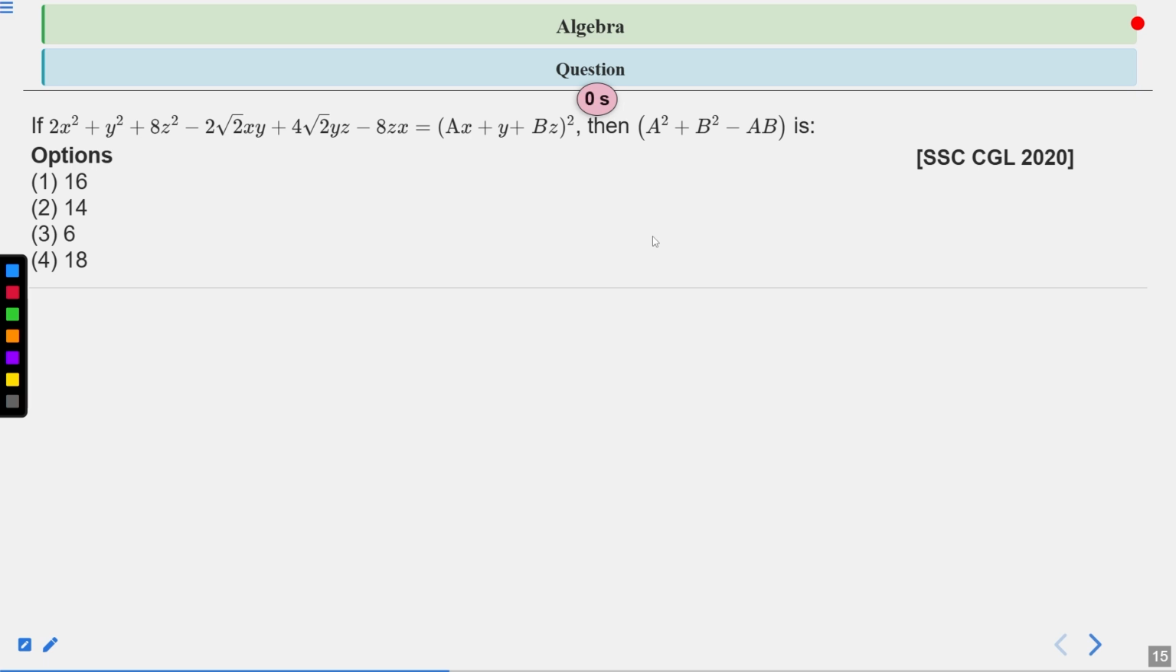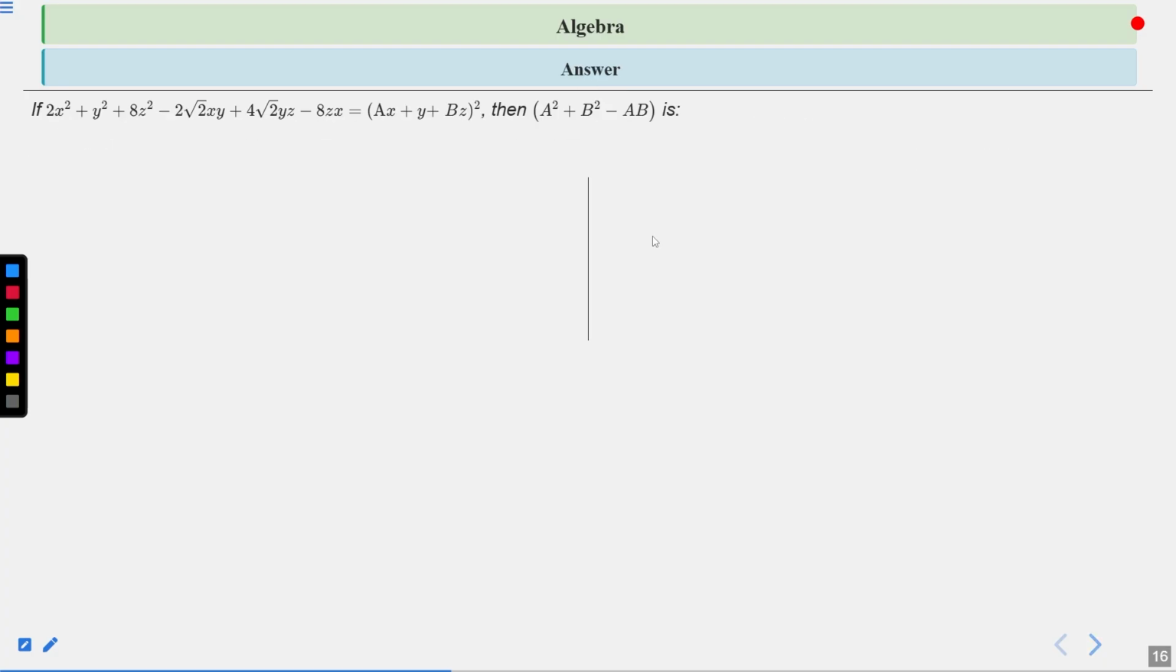Now time's up. Let's see the solution of this question. The question says that if 2x² + y² + 8z² − 2√2xy + 4√2yz − 8zx = (ax + y + bz)², then we need to calculate a² + b² − ab. The correct answer of this question is the second one, which is 14.